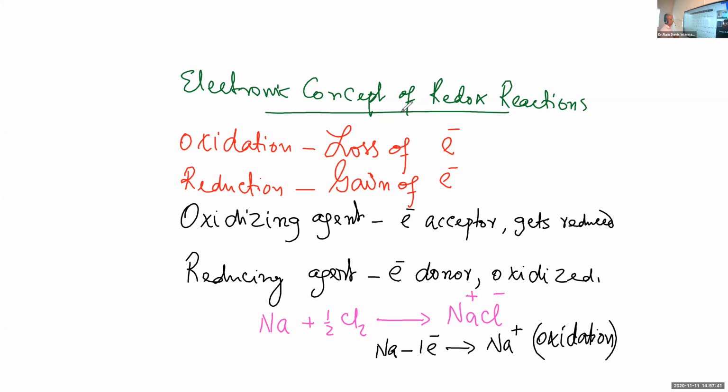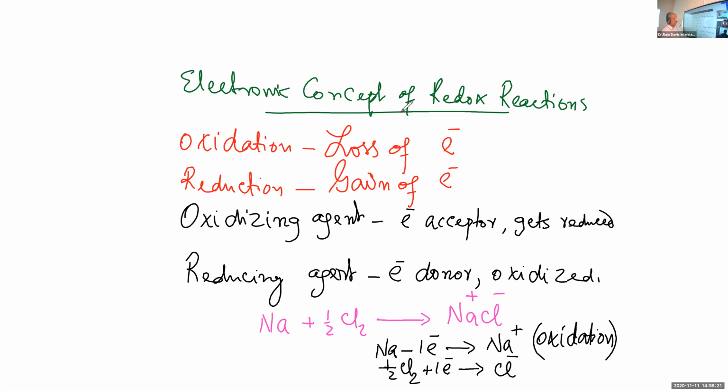Oxidation half reaction. What do you think of chlorine? Say half Cl2, that is equal to chlorine atom. Plus one electron is added, then it will become chloride ion, Cl minus ion. The chlorine atom plus one electron gives Cl minus ion.